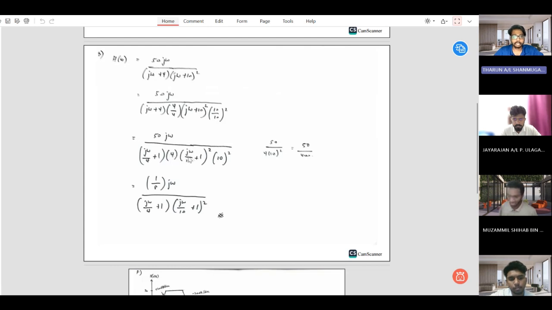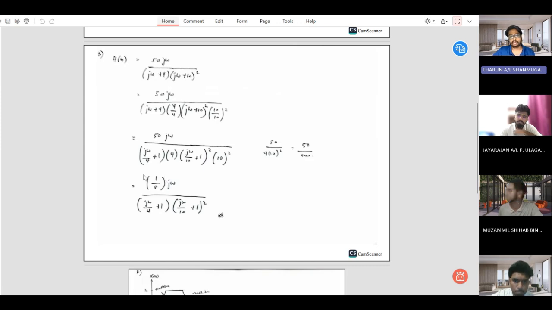And on the other side, we'll have (j omega over 10 plus 1) squared, and the 10 squared. So once we get this equation, we will multiply the 10 and the 4 together. 10 times 4 is 40, then 10 squared times 4 is 400. So 400 over 50, so 50 over 400. If you multiply it and simplify, you'll get 1 over 8.